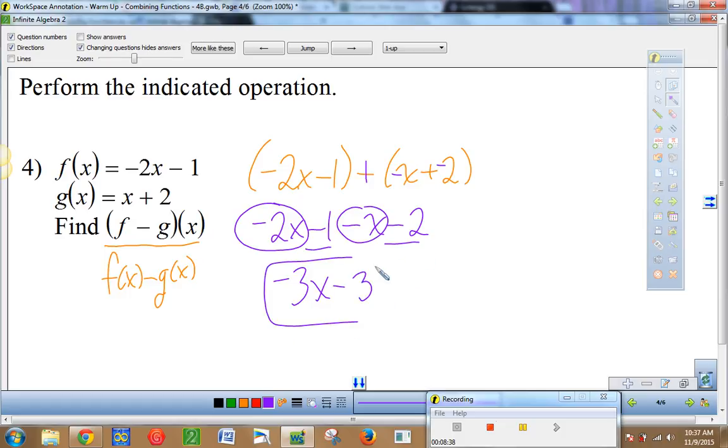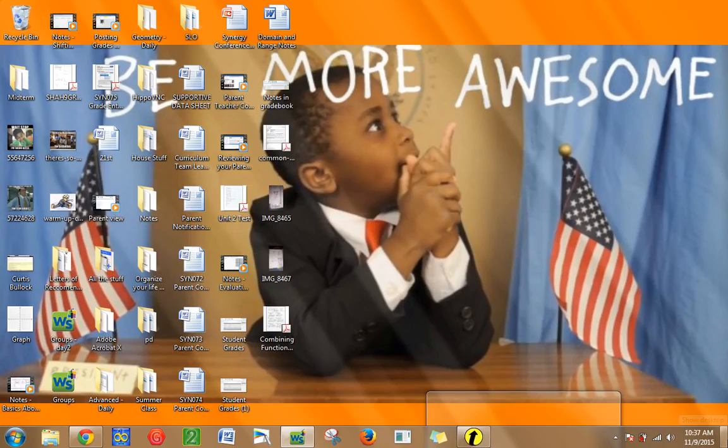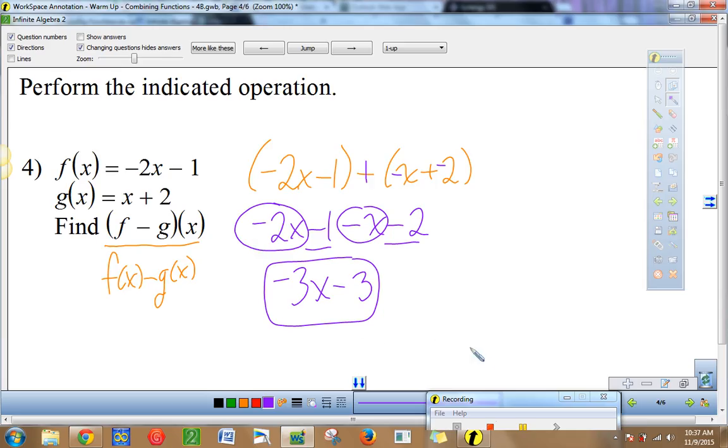So in our last one, our input was a number, our output was a number. This one, our input, really, is an expression, so our output is an expression. X by itself is actually an expression. Okay?